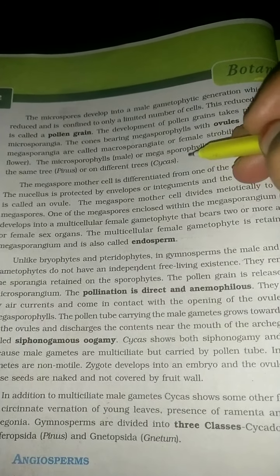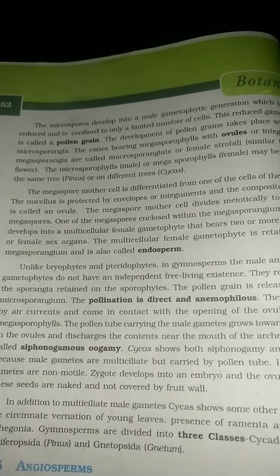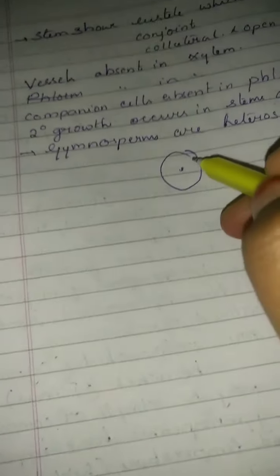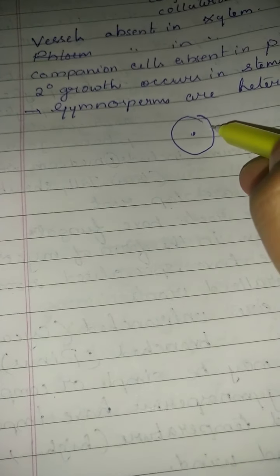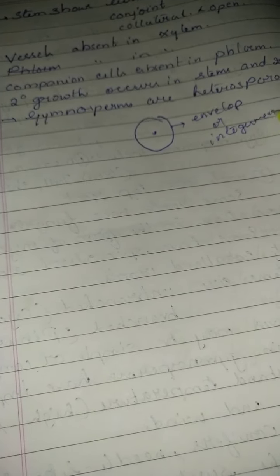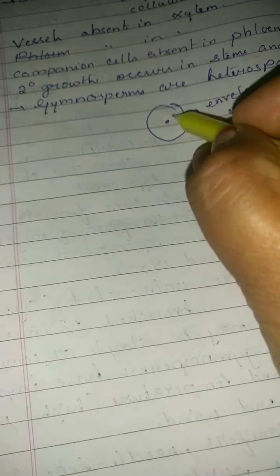For example, when we take one of the cells into the nucellus, it is protected by the envelope or integuments. This is called the envelope or integuments, and this is the nucellus, and this is the composite structure. We can say this is the ovule.